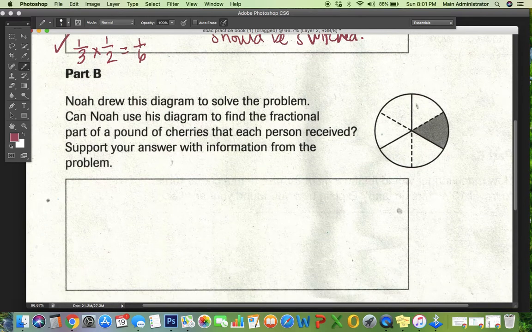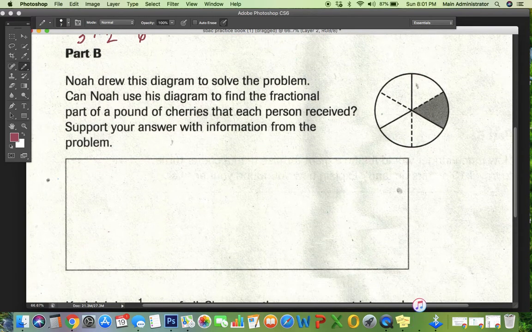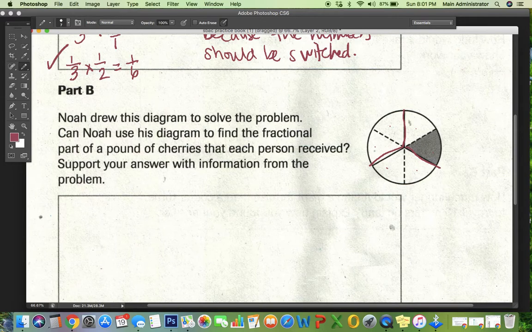Noah drew this diagram to solve the problem. Can Noah use his diagram to find the fractional part of a pound of cherries? So here we have 1, 2, 3, 4, 5, 6 pieces. And if I look here and I do this, that's 3 pieces, right? That's 1, 2, 3. And then it looks like Noah cut each piece into half because there would be 2 people, right? So could he use this diagram to find the fractional part of a pound of cherries? Yes, because this shows how much each person gets.